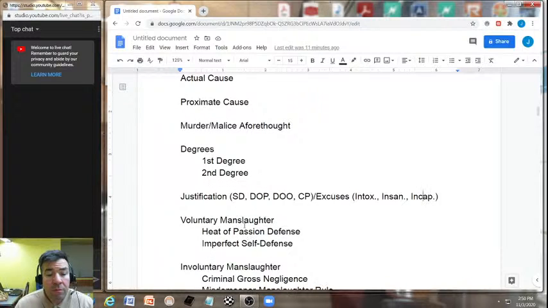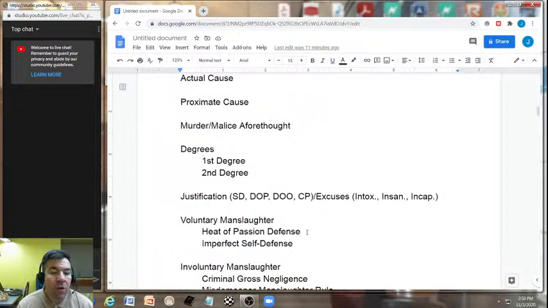Voluntary manslaughter. Manslaughter is homicide without malice. Now, voluntary manslaughter may be proven primarily in one of two ways. The heat of passion offense. In the heat of passion offense, we're taking a look at whether or not there was a reasonable provocation by the victim, and whether or not the defendant was actually provoked.